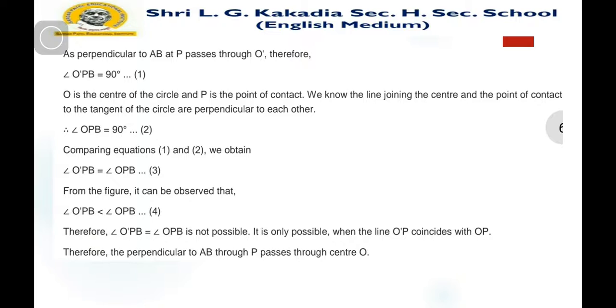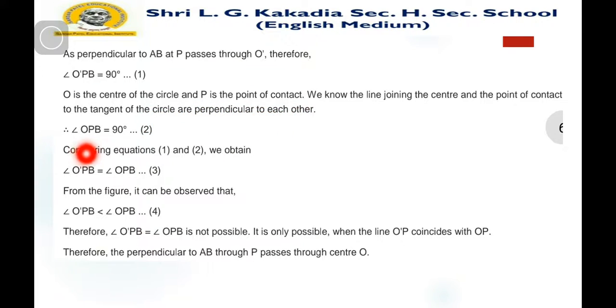As we know, the tangent at any point on a circle is perpendicular to the radius, so the angle will be 90. O is the center of the circle and P is the point of contact. We know that the line joining the center and the point of contact to the tangent of the circle are perpendicular to each other.